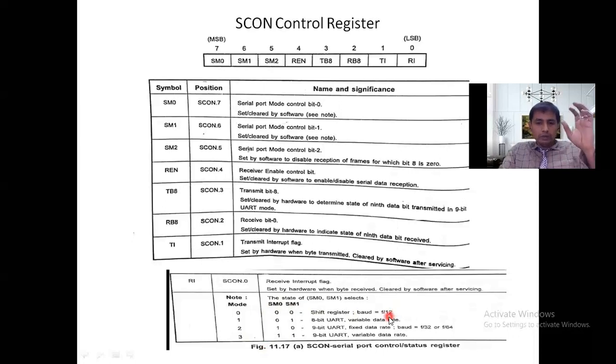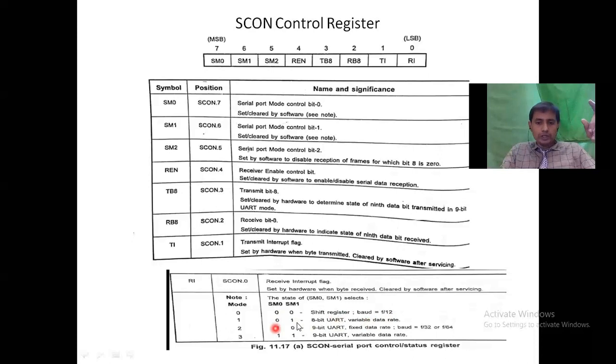For example, our clock frequency is F, our machine frequency is F, then baud rate, meaning the number of bits it can transmit, is frequency by 12. That many bits it can transmit if it is 0, 0. If it is 0, 1, it's an 8-bit UART. What is UART? It's a universal asynchronous receiver transmitter. So 8-bit UART operation is possible. In that case, the transmission rate is a variable data rate.